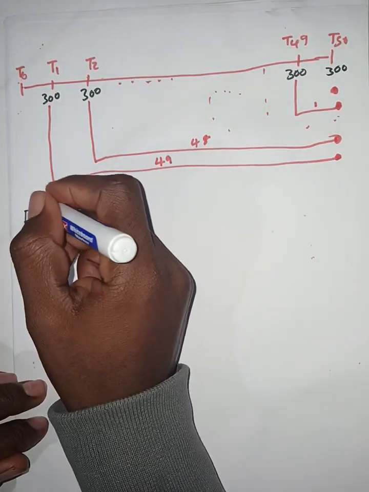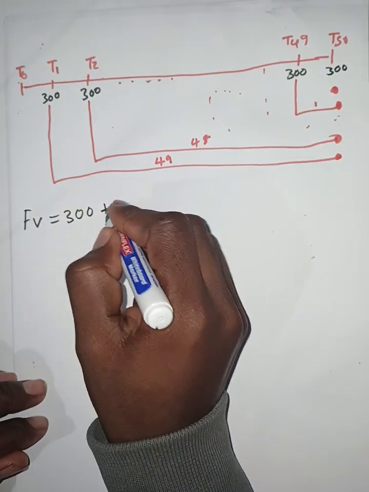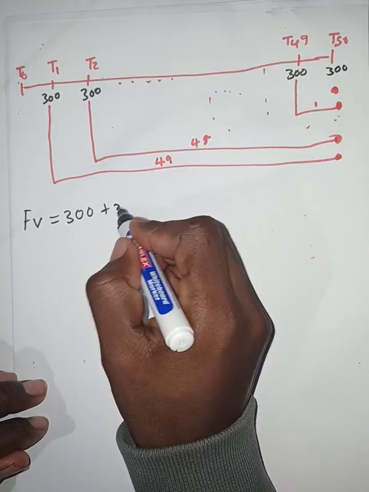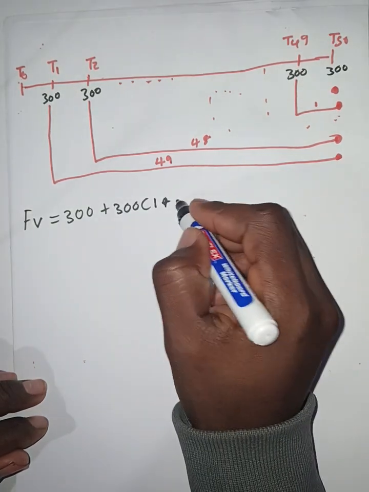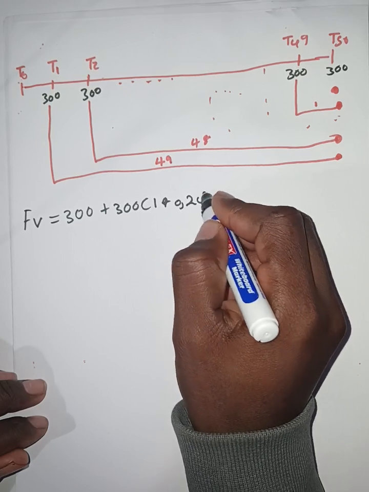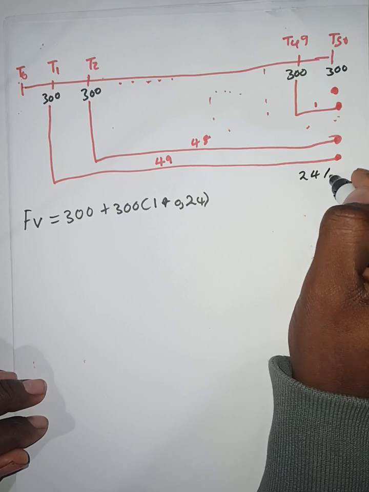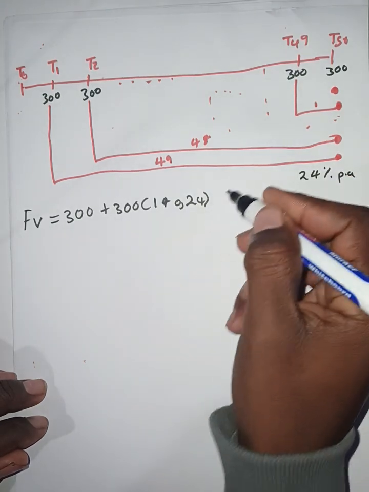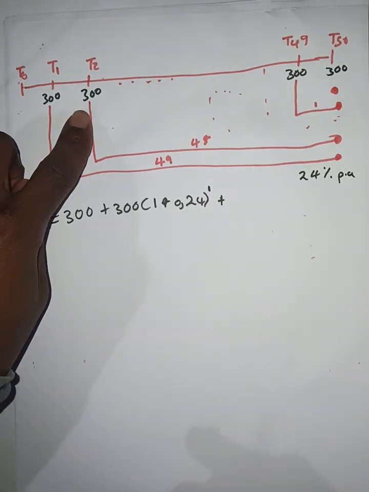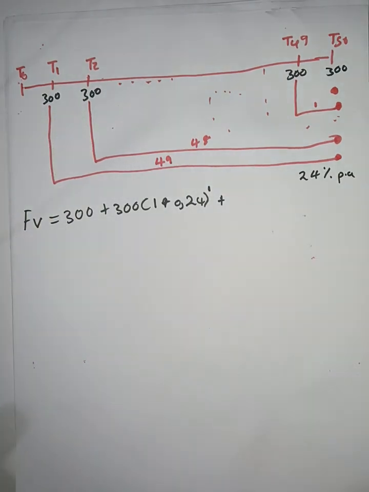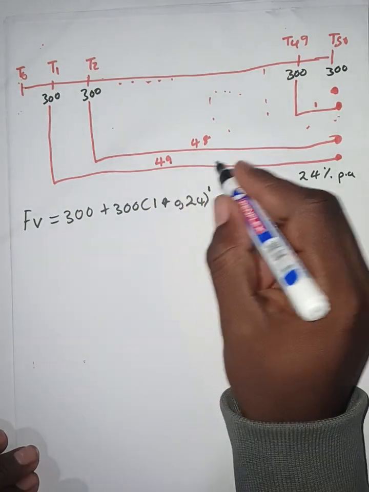the future value would be equal to the first, which is just 300, plus that 300 there, which was in the account for 1 year. So that would be 1 plus 0.24. We said it's 24%, per annum compounded annually. So that would be in the account for 1 year. And the one at T2 in this case would be in the account for 48 years.